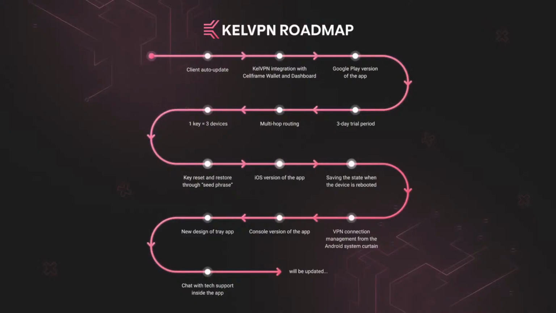Okay, our next topic is news from the KelVPN team. As many of you know, KelVPN is a blockchain-based decentralized VPN service. It's a parachain on the Cellframe network with its own token. The launch of the KelVPN Mainnet is planned at the same time as the launch of the Cellframe Mainnet. But the Mainnet is only one step in the development of the project.